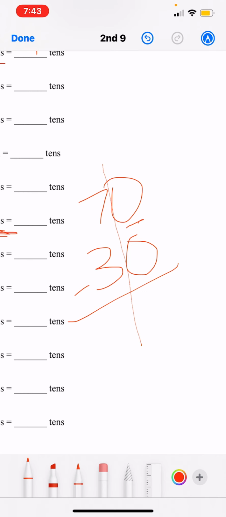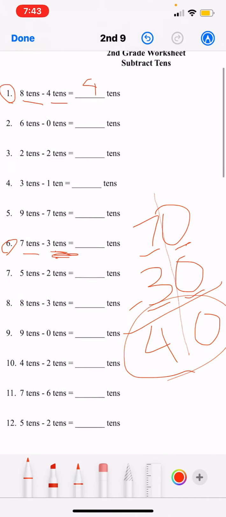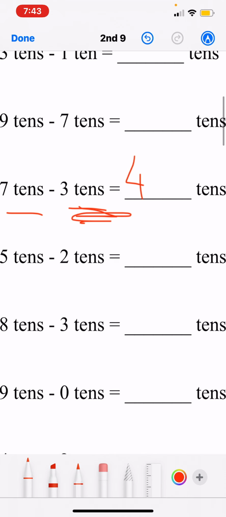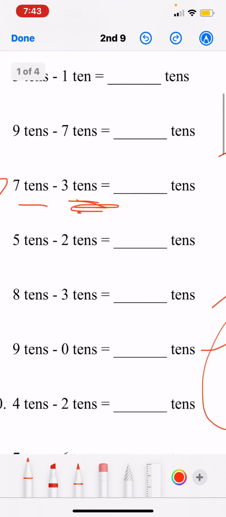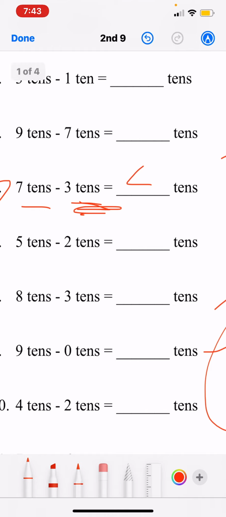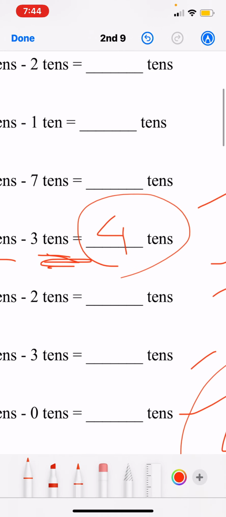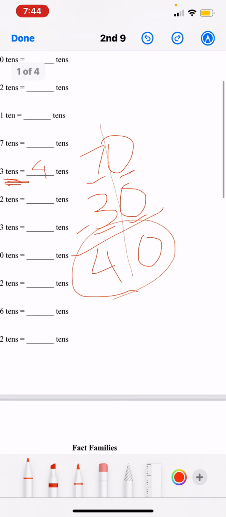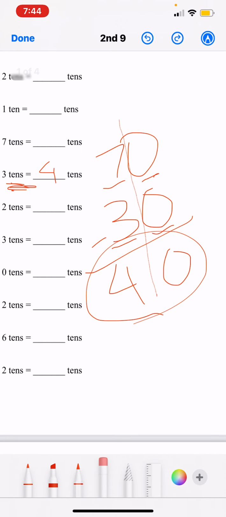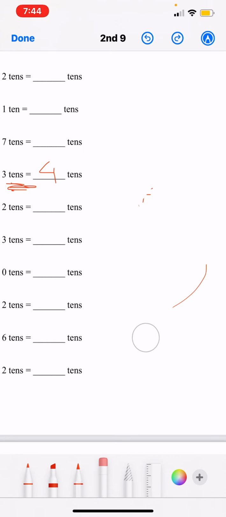Now we are going to subtract. So 0 minus 0 equals 0. 7 minus 3 equals 4. So here we have 40. Are we just going to write down 40 here? No. We are going to write simply 4. So 7 tens minus 3 tens equals 4 tens. So that's that for subtraction.